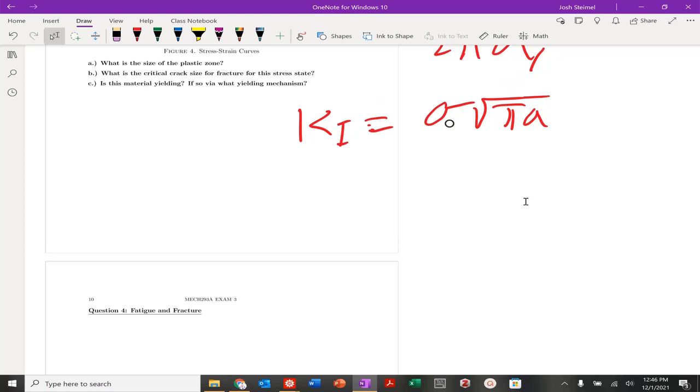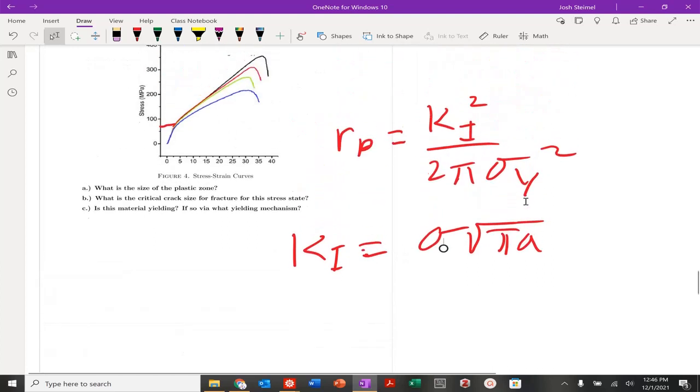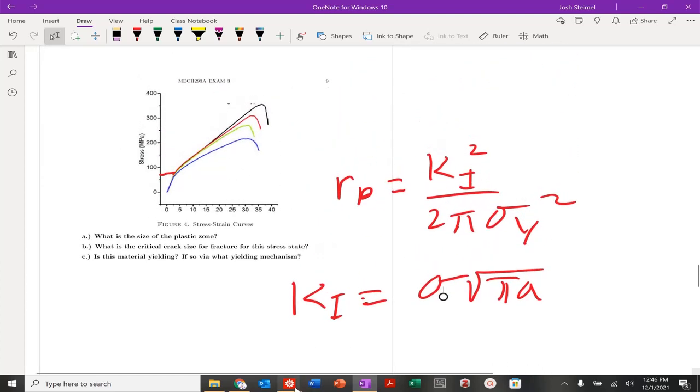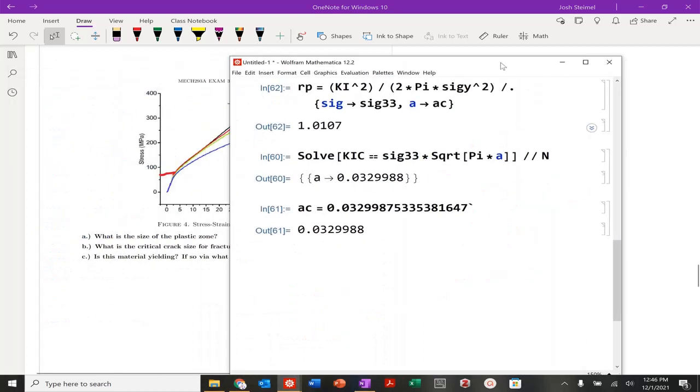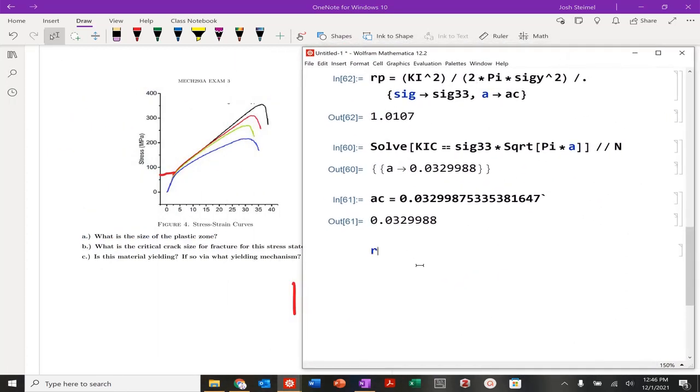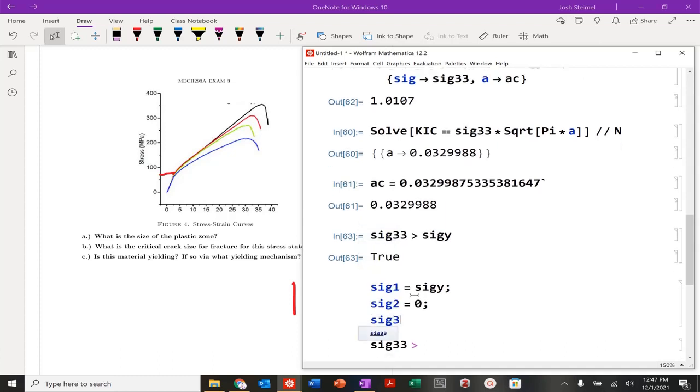Is this material yielding? If so, via what yielding mechanism? So are we yielding here? Let's see. If we go by our ranking criteria, is sigma 33 greater than sigma y? Yes, so we are definitely yielding. In our stress tensor, we only have basically one principal stress, so my sigma 1 is equal to sigma y, my sigma 2 is equal to 0, my sigma 3 is also equal to 0.